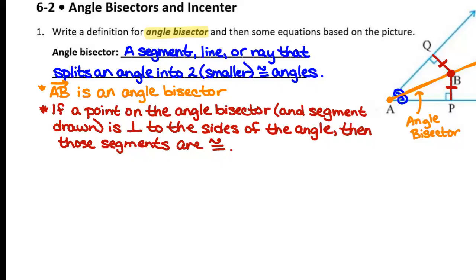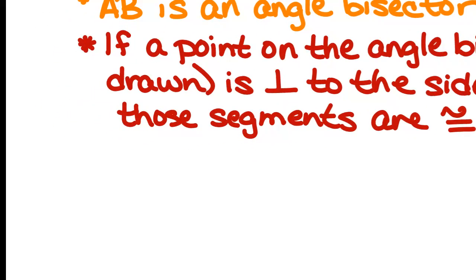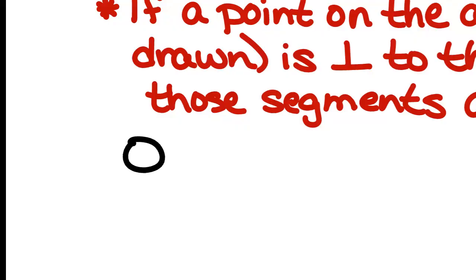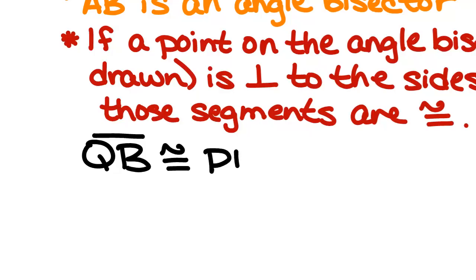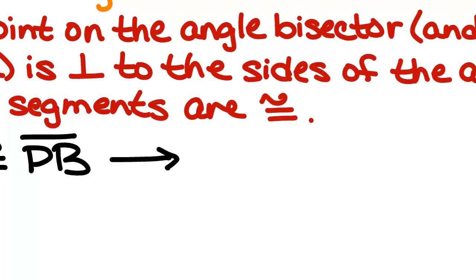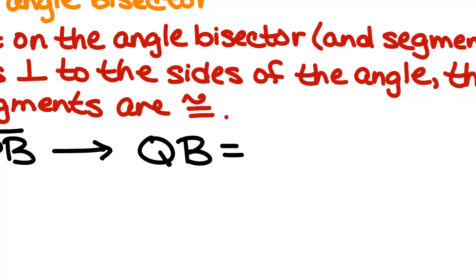So taking that idea and writing it down as a congruence statement, we've marked it on the picture over here that segment QB is congruent to segment PB. And if the segments are congruent, that means they have equal measurements. So the length of segment QB is equal to the length of segment PB.